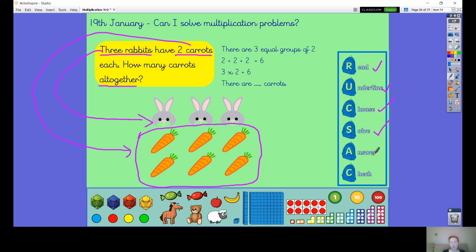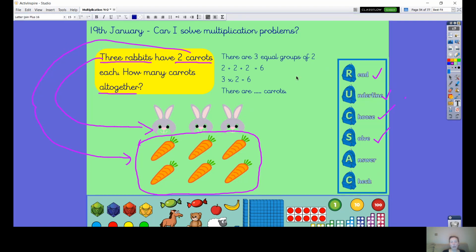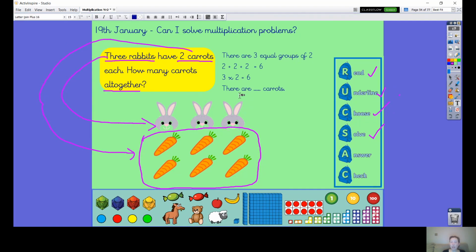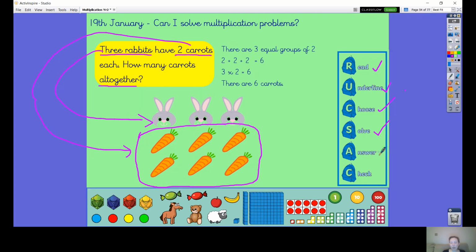But now I have to write my answer, remembering I need to tell everybody how many carrots there are. There are 6 carrots. Now I could use my array this time to help me check. And you know that arrays we did it as groups of 2 this way. But we could check it by looking at it as 2 groups of 3. We know 3 add 3 is 6. So I've done a little check there at the end.